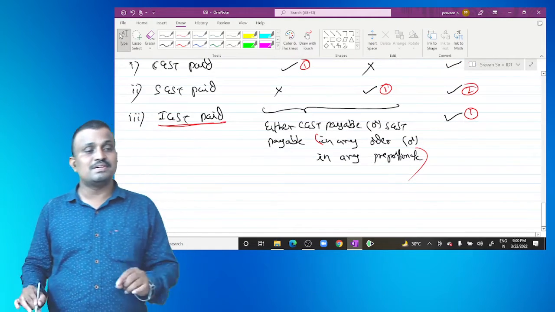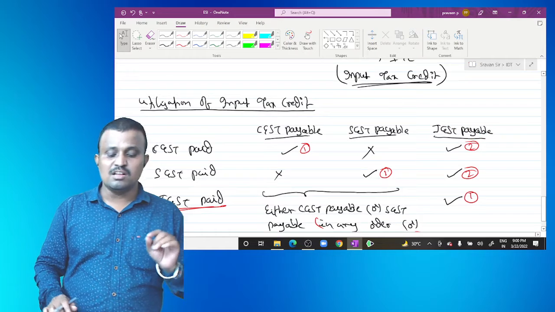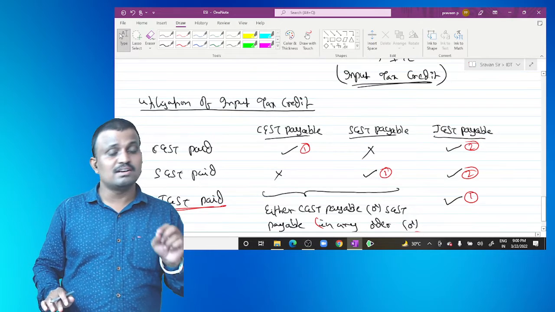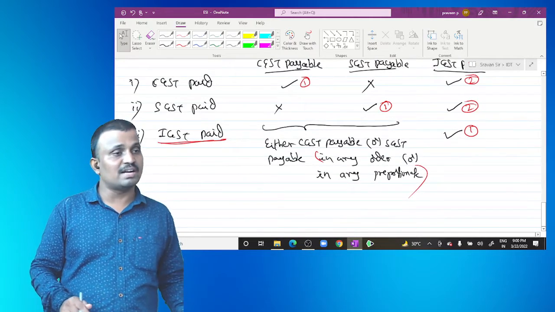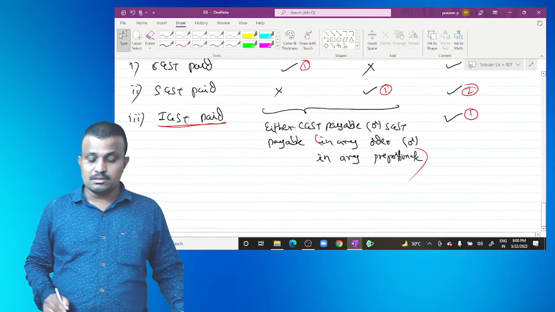Utilization of input tax credit. This is the process of utilization of what? ITC. And then the next one.